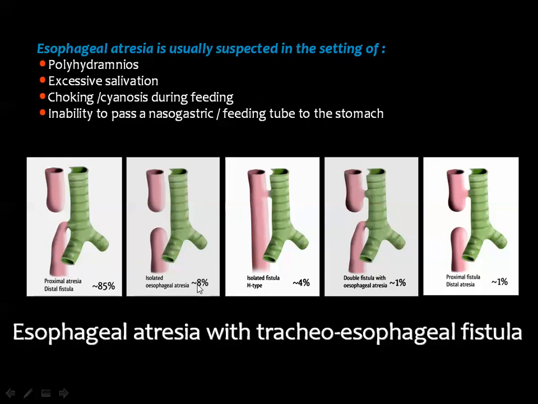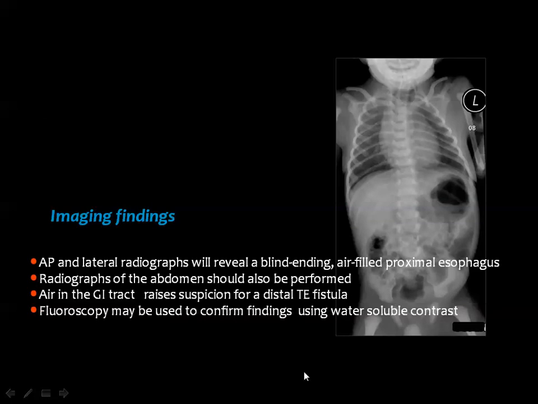The less common type is where you have two blind pouches, and in 4% you have what is known as H-shaped fistula. The esophagus is almost normal, but it has a communication to the trachea. Then this is rare, 1%, where the proximal and distal pouches are connected to the trachea, and this is also rare, where the proximal pouch is connected while the distal pouch is not.